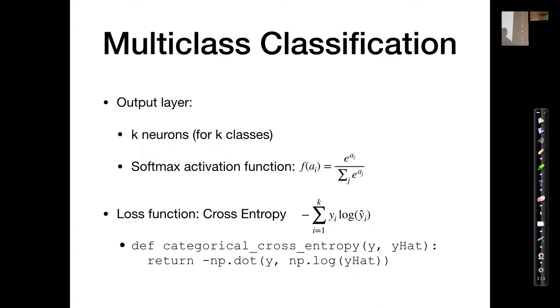So we're guaranteed to be between 0 and 1, and we're guaranteed that they sum to 1. The loss function you use for multi-class classification normally, there are other ones, but this is commonly what's used, is cross-entropy. So for each of the y's, it's yi times log of y hat i.